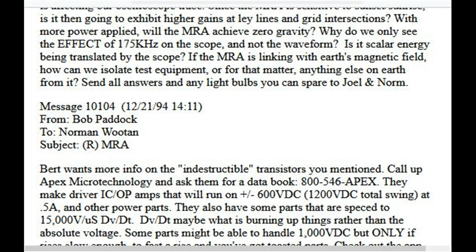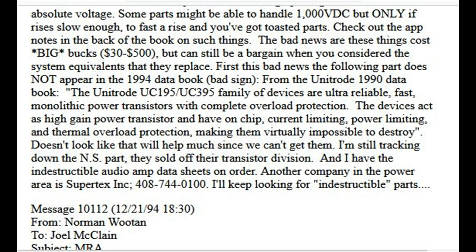They also have some parts that are spec'd to 15,000 V/µs dV/dt. dV/dt may be what is burning up things rather than the absolute voltage. Some parts might be able to handle 1000 volts direct current, but only if the rise is slow enough. Too fast a rise and you've got toasted parts. Check out the app notes in the back of the book on such things. The bad news is these things cost big bucks, $30 to $500, but can still be a bargain when you consider the system equivalents that they replace.